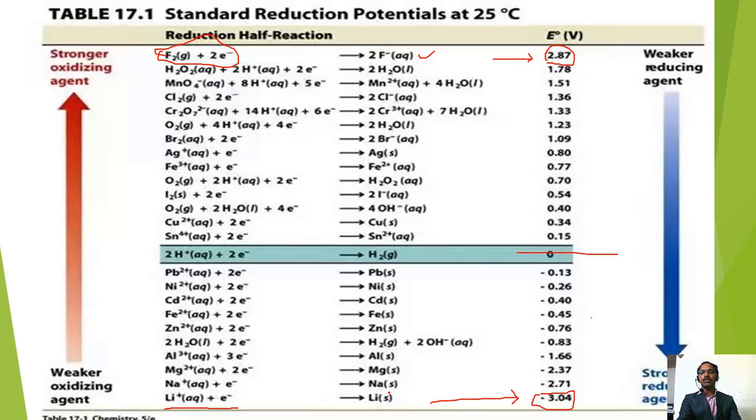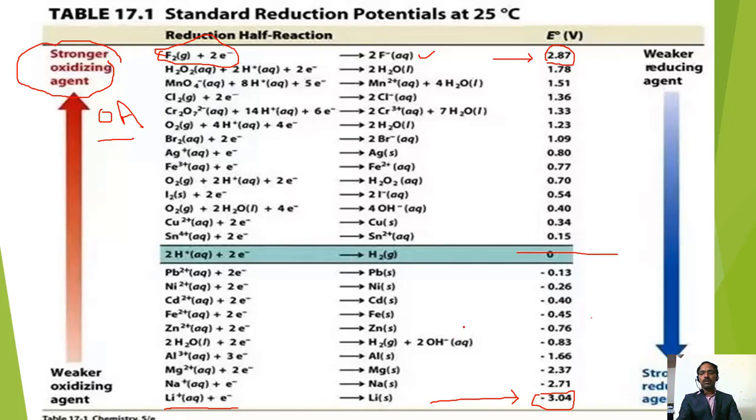So, here there are 2 important points. The higher positive values mean those have a higher tendency to accept electrons from other substances. So, these are the good electron receivers. So, these are acting as stronger oxidizing agents, OA.